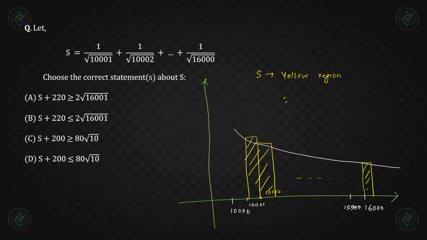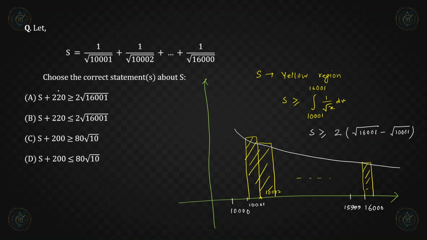We can say S is surely greater than or equal to the integral of this function 1 by root x dx from x equal to 10,001 to 16,001, right? So this will be 10,001 to 16,001. So what will be this value if we calculate? S is greater than or equal to, this will be 2 root x, so 2 under root 16,001 minus 10,001. Now in the options we are given something like 220. So 220 is what?